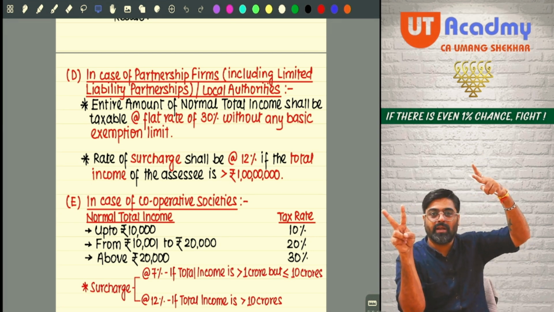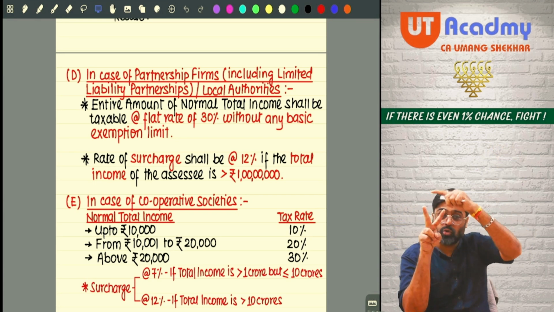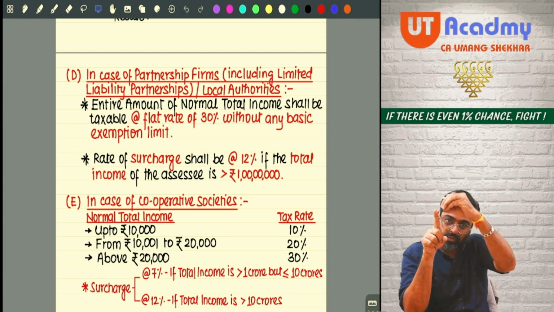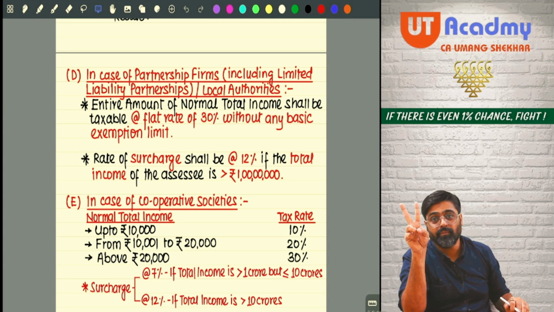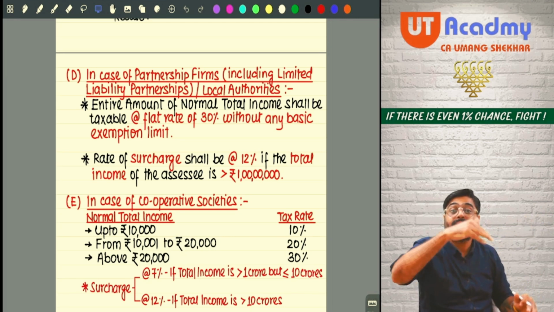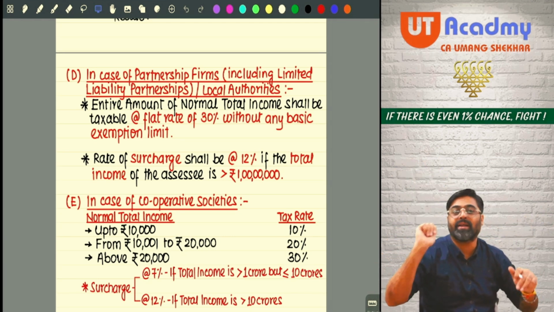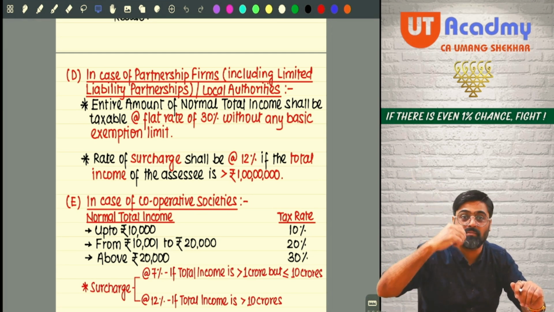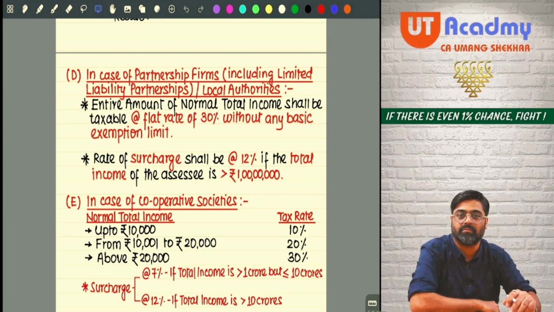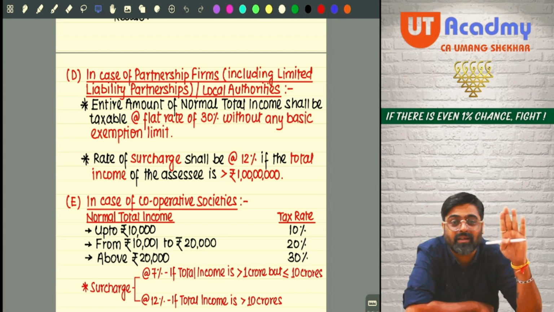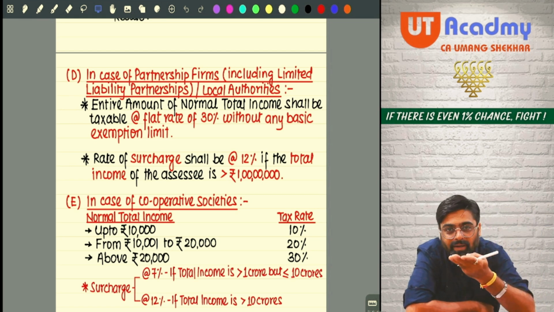4 persons above: individual, HUF, AOP, BOI and AJP. And 2 persons here: one is partnership firm including LLP and the other is the local authority. Their special income, they will also calculate total income, special income at special rate, but their normal total income will not be taxable at slab rates. For them, there is a flat rate of 30%. Entire normal total income is taxable at 30%. No basic exemption limit. Basic exemption limit etc. is available to individuals and others, not to partnership firm.